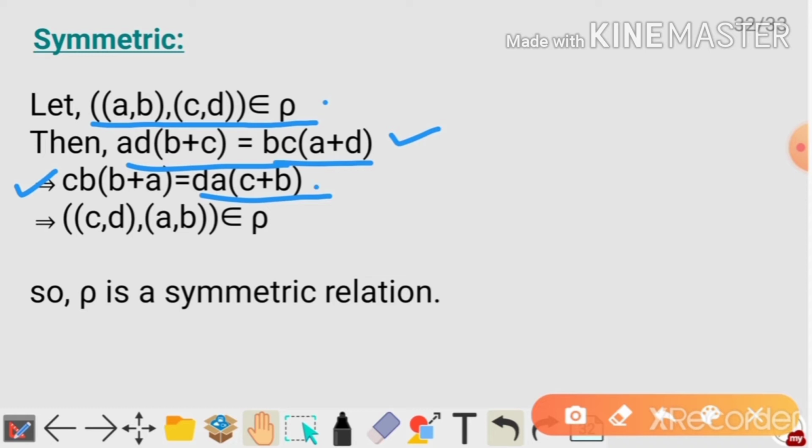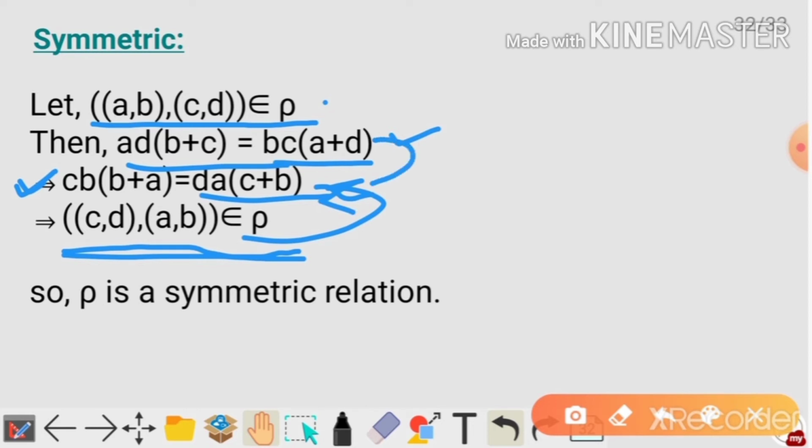So from this second equation, we can write that ((c, d), (a, b)) belongs to rho. If ((c, d), (a, b)) belongs to rho, then it will be like this. As we have succeeded in writing this equation from the given condition, we can say that ((c, d), (a, b)) belongs to rho. So here we have taken a point ((a, b), (c, d)), and we proved that ((c, d), (a, b)) belongs to rho. So rho is a symmetric relation. Now I'll move to the transitive part.